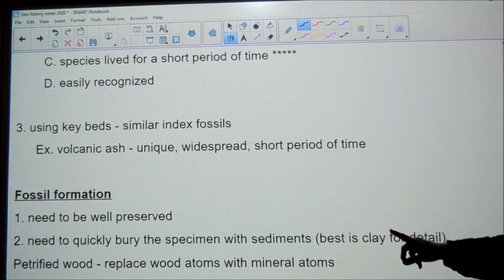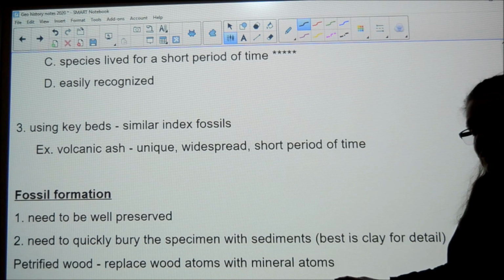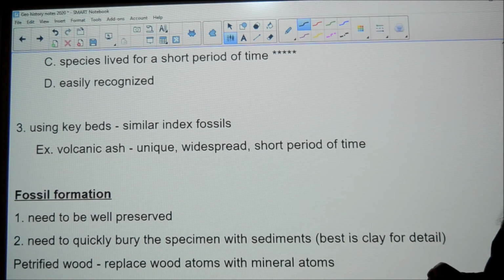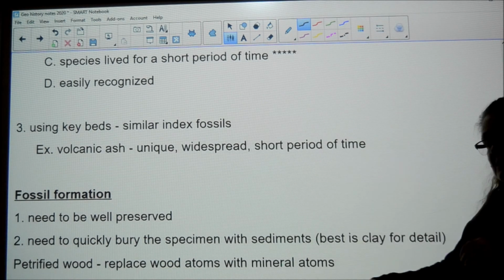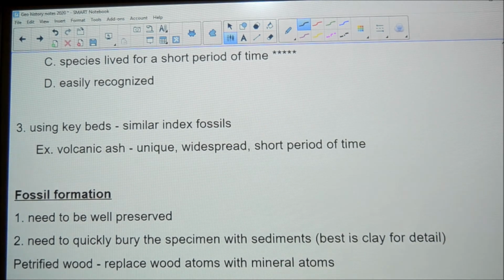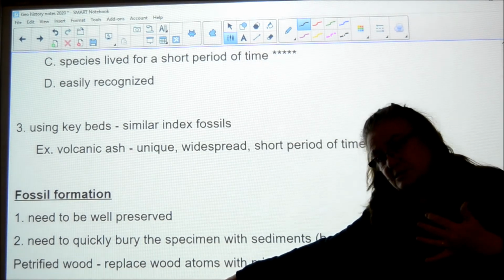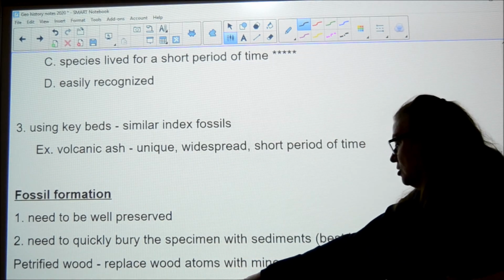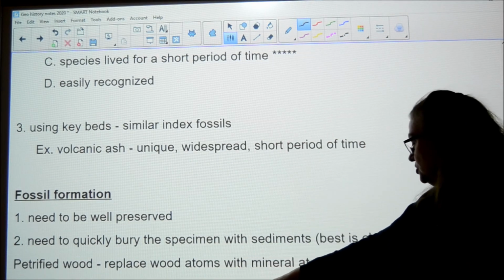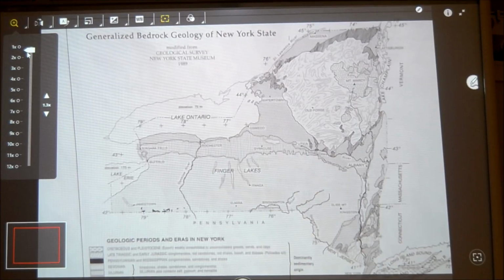Petrified wood. I'm sure you guys talked about petrified wood last year in biology. The whole idea is the wood atoms are actually replaced by minerals. Other fossils can be things as not just the organisms, but footprints. You leave behind, they get buried, borings, which are little holes, trails, or burrows.